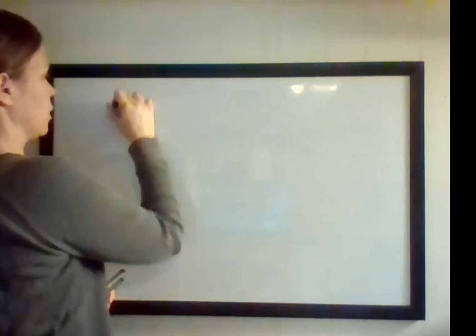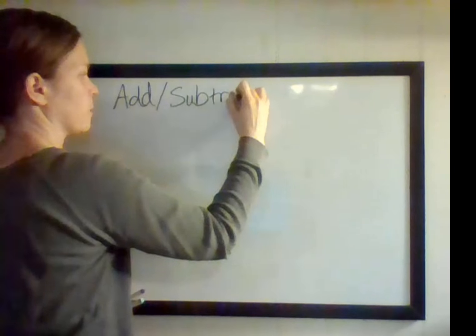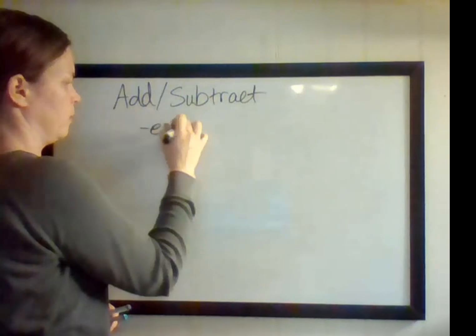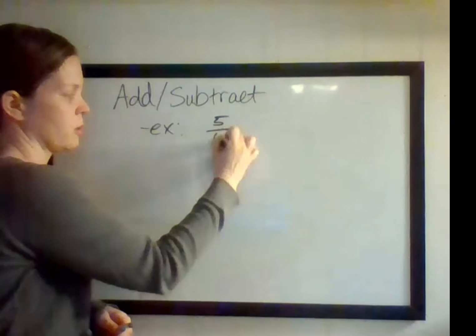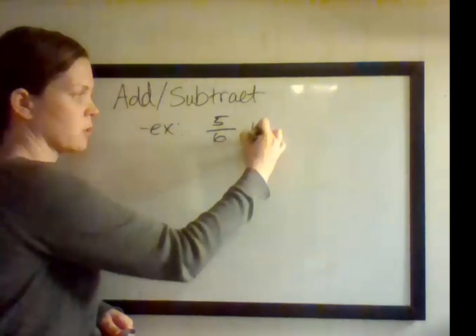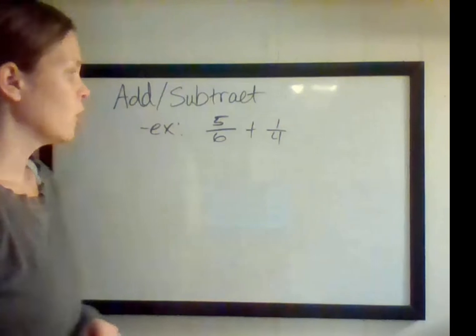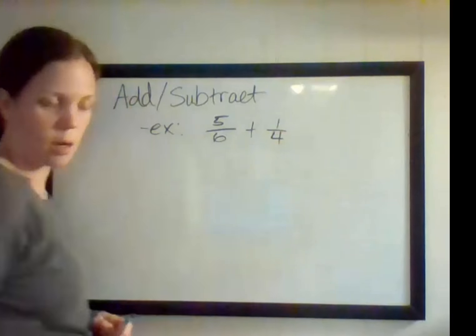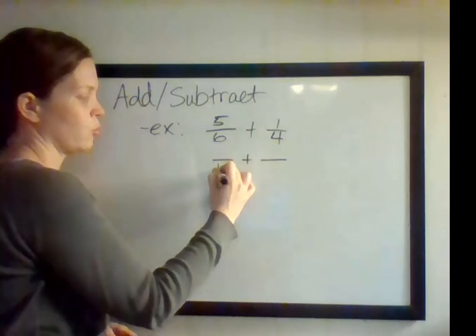Rational expressions is adding and subtracting. So, again, let's do a review back to a basic fraction problem. 5/6 plus 1/4. With adding and subtracting, we do need a common denominator. If I look at 6 and 4, I can do 12.